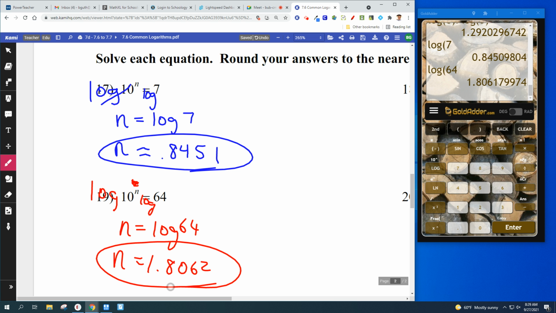1.8062. Log base 10. Remember, it's a log base 10. And so the log base 10 is what cancels out that base 10.